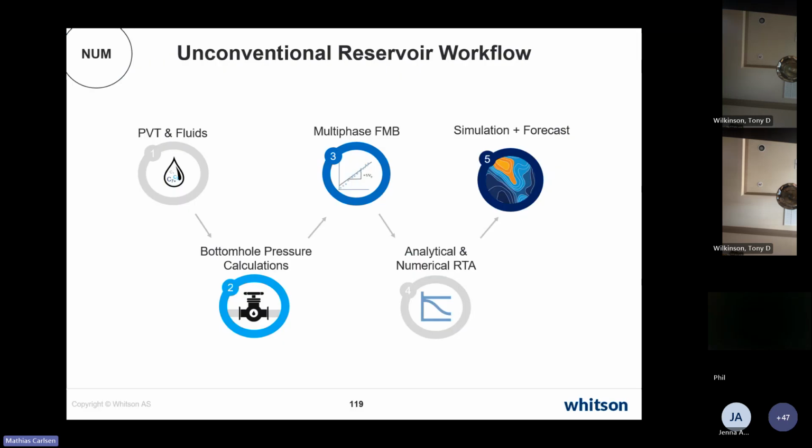The absolute last part we're going to talk a little bit about before we take a break, and then jump over to the exercises for those that would like to join, is the simulation piece, or the numerical piece. So numerical RTA and the numerical model, they use a numerical engine.